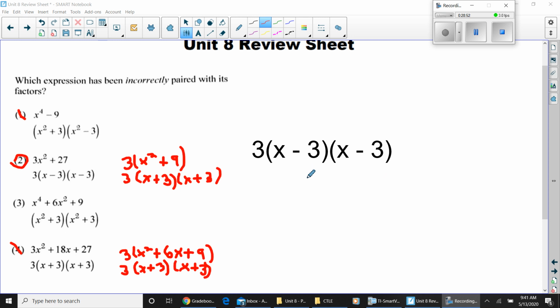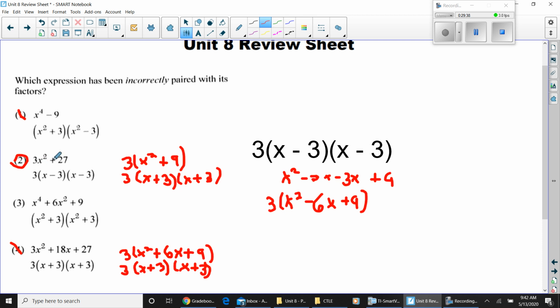Right? So if you factor out the 3 and get x squared minus 3x, and then another negative 3x, and then a positive 9, this is what you get: x squared minus 6x, and then a plus 9. And don't forget, the 3 is still out there. So we'd get 3x squared minus 18x, and then a plus 27. So that's basically why this one is incorrectly paired with its factors. So 2 is your answer.